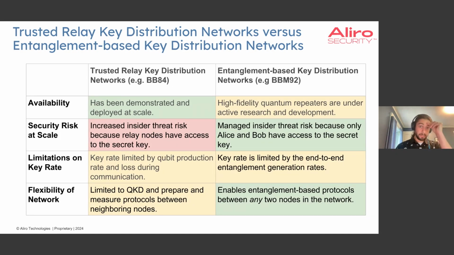Now, to compare these a little bit more on equal playing fields, we can create a little graph here. On the left, you have the trusted relay key distribution networks, and on the right, we have entanglement-based key distribution networks. And the first row here is to say, are these available? So if you wanted to, you could go ahead and build a trusted relay key distribution network using off-the-shelf components. However, entanglement-based key distribution networks are not so straightforward to implement.